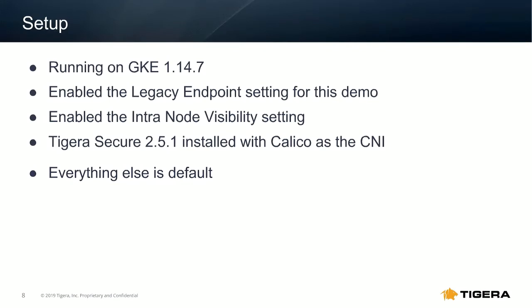So our setup today is basically a very basic GKE cluster. We're going to run on GKE 1.14.7. I have enabled the legacy endpoint for this demo, and I've also enabled the internal visibility settings. We're going to install Tigera Secure 2.5.1, and we're going to use Calico as the CNI. And other than that, everything is pretty default.